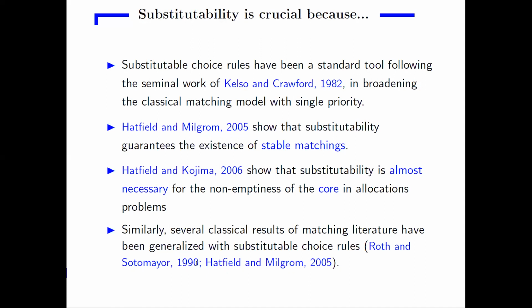And when it comes to representations, it is the marriage of substitutability with the axioms that we will introduce that will play a critical role in obtaining the representations. Any questions so far?